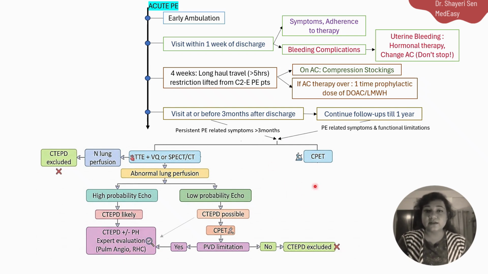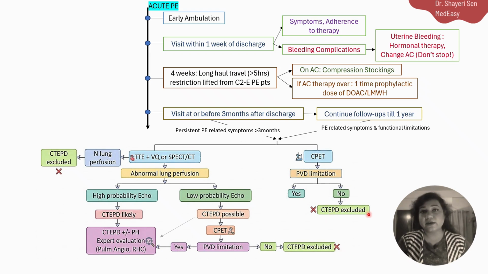Let's come to this side. What if we have CPET available right away? So, with the symptomatic patients, we can directly go for a CPET. And we check again for PVD limitation. If PVD limitation is not present, we can exclude CTEPD right away. And if it's present, then we go for the transthoracic echo and VQ scan, and we follow this algorithm, right?